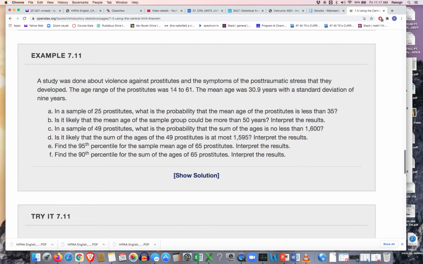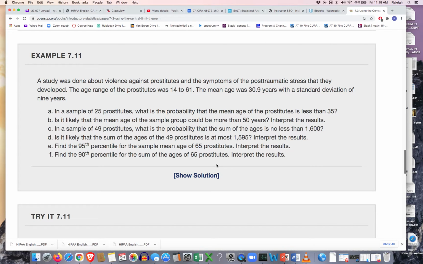The study was done about violence against prostitutes, another interesting topic, I guess, and then the symptoms of the post-traumatic stress they developed. Age range of these people were from 14 to 61, but the mean 30.9 years, standard deviation of 9 years. Somebody had to find these things out, I guess. And in a sample of 25, well, okay, that's not so much using the central limit theorem, but I guess as some books say 25 is enough. That's what this book is assuming. Let's go ahead and take a look at that.